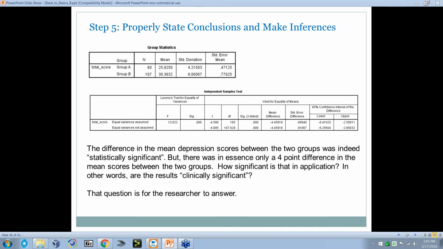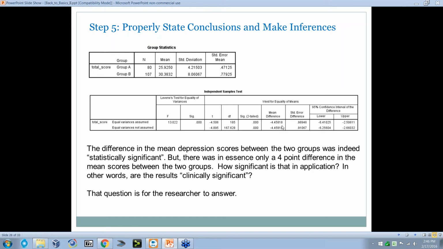So the difference in the mean depression scores between the two groups was indeed statistically significant. It was only about a 4.5-point difference between group A and group B. So how significant is that in application? This is called clinical significance. It might be statistically significant, but the researcher might say, well, 5 points, that's nothing. But it might be. 5 points might be everything.